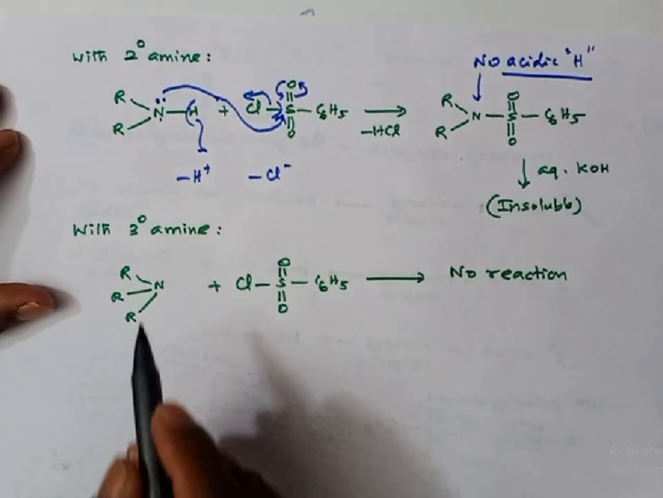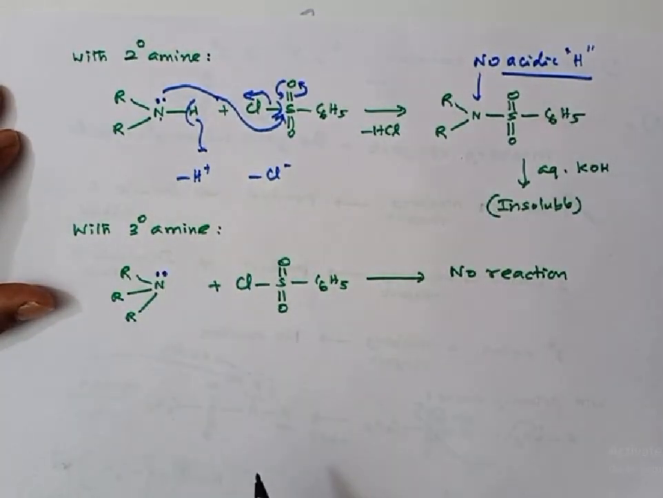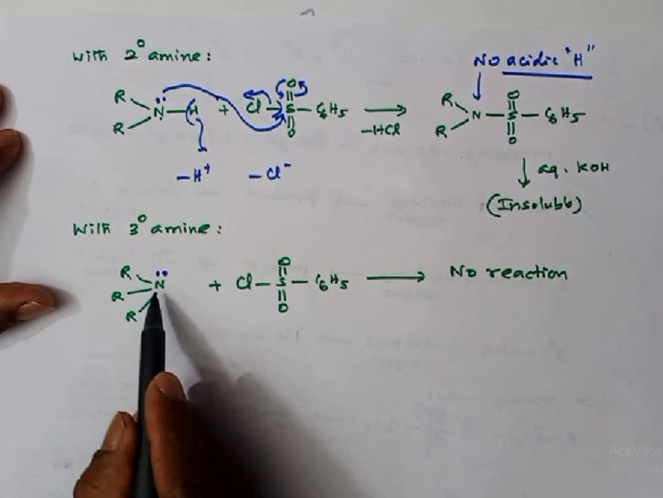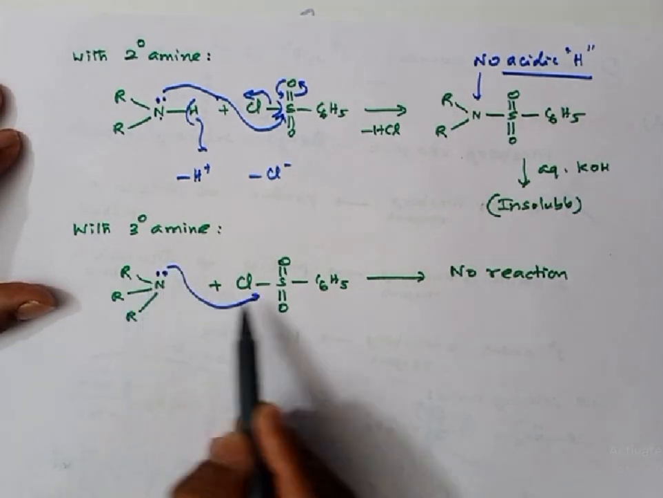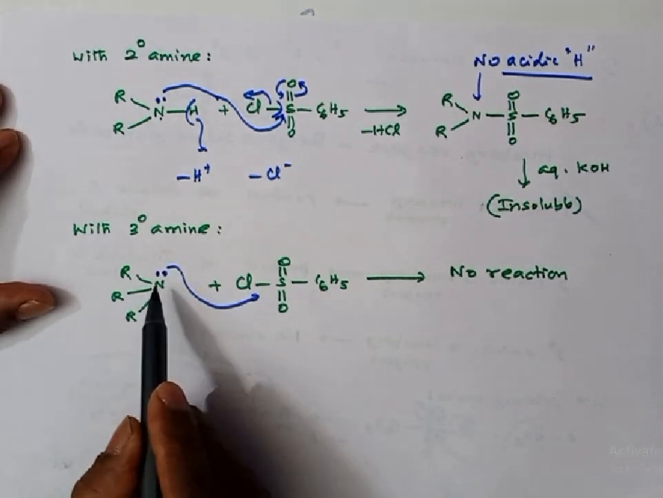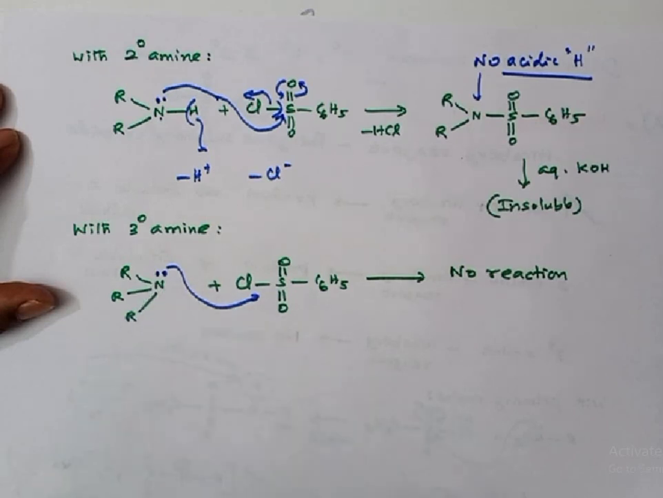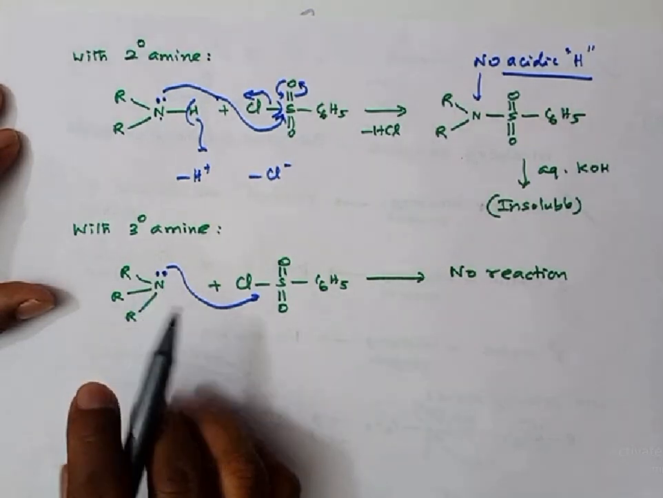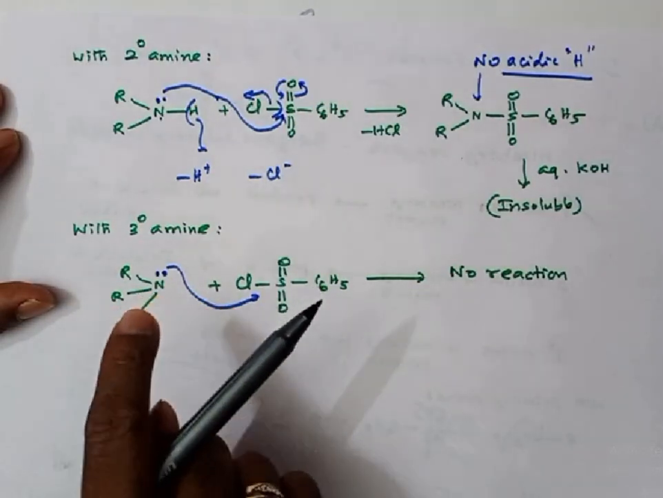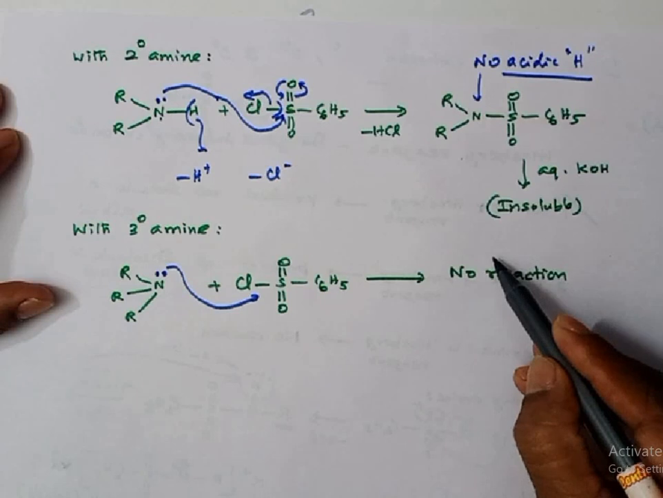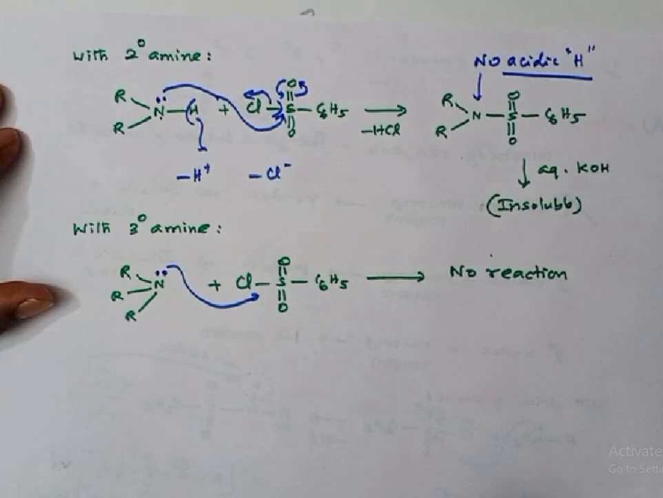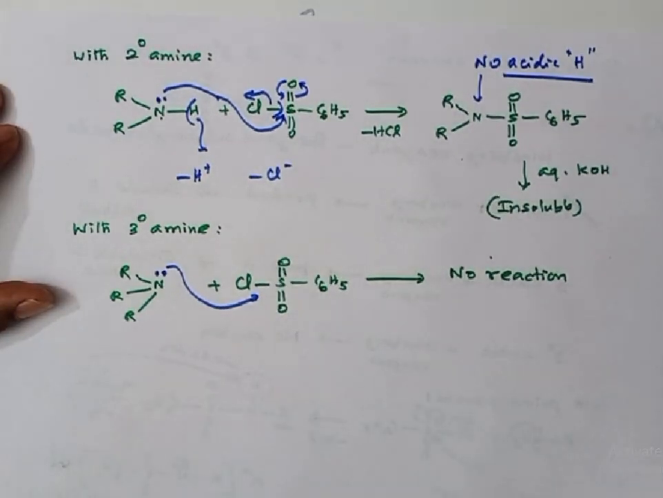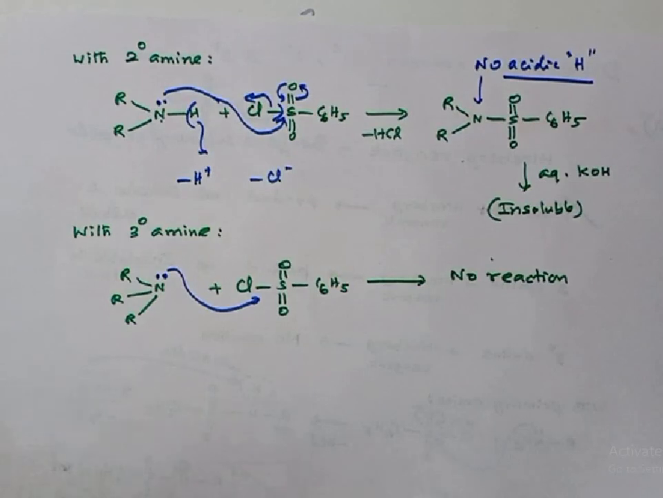What about the tertiary amine? In tertiary amine, students observe carefully, nitrogen has a lone pair, but there is no hydrogen attached here. If nitrogen donates the lone pair, nitrogen becomes positive, and to neutralize the positive charge there is no hydrogen available. Therefore, tertiary amines do not undergo this reaction, no reaction. With Hinsberg reagent, tertiary amines do not react. Simple. So based on this, you can easily distinguish primary, secondary and tertiary amines.